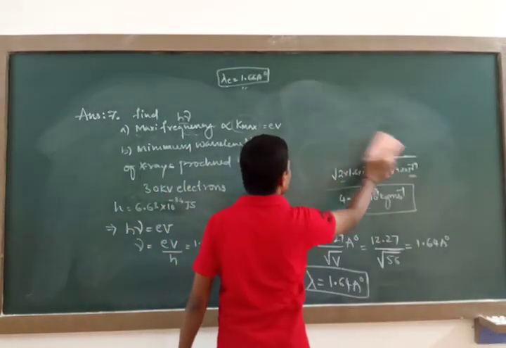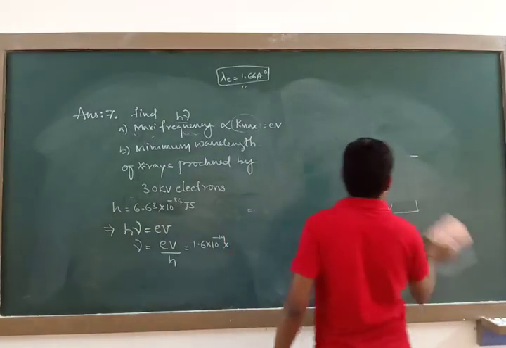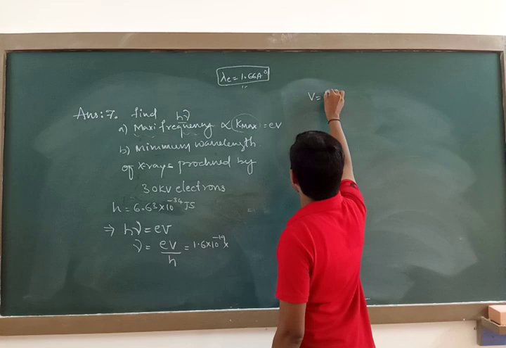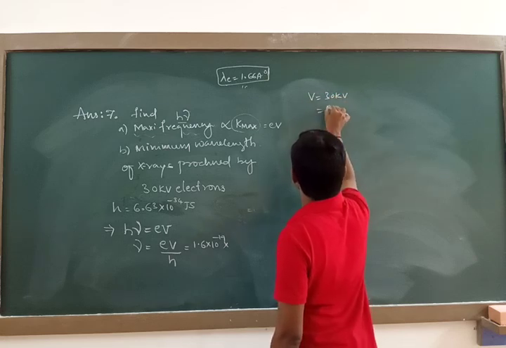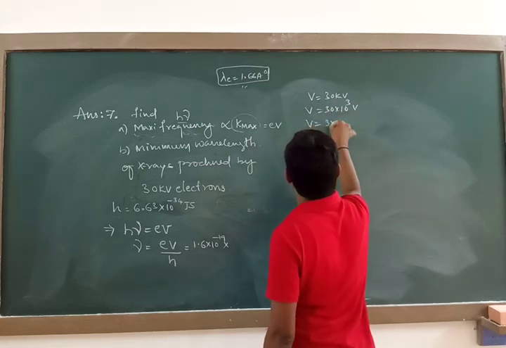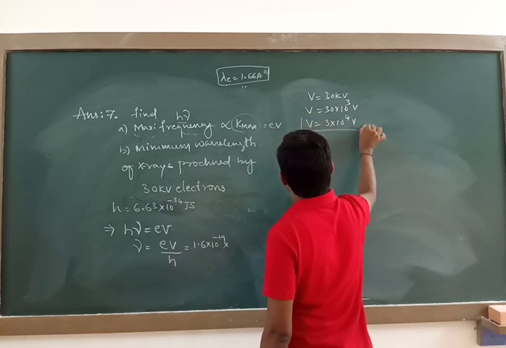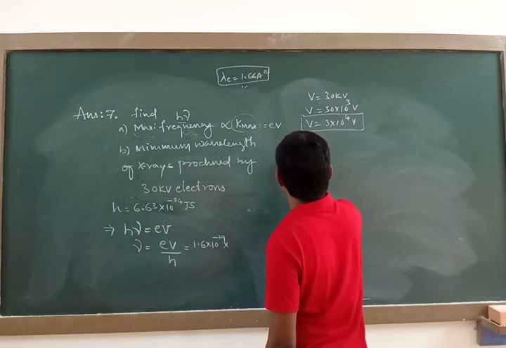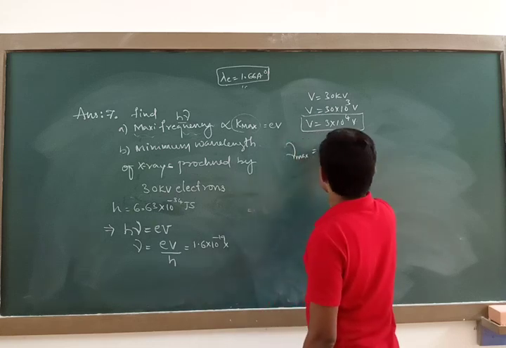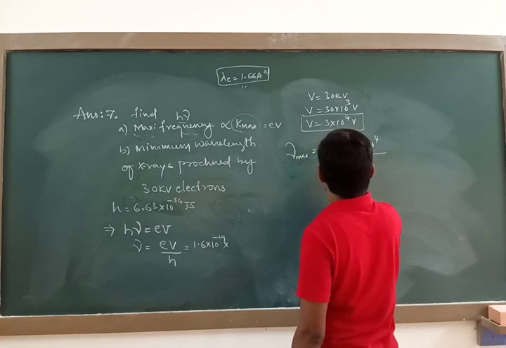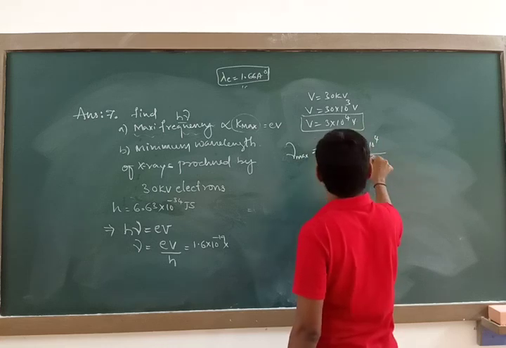First, convert that data to volt. So V is equal to 30 kilovolt, that is 30 into 10 raised to 3 volt, or V is equal to 3 into 10 raised to 4 volt. Now the maximum frequency, I will write nu max, equal to 1.6 into 10 power minus 19 into 3 into 10 raised to 4 upon 6.63 into 10 power minus 34.